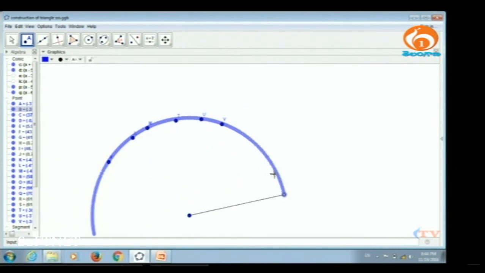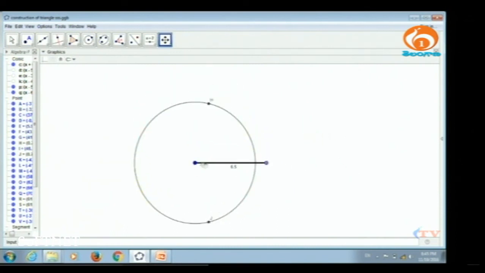Therefore, there are so many points which are equidistant from this point, but we have 2 points. From one point we have to draw 5.5 centimeters, and from another point we have to locate a point 7.5 centimeters away. For that, what we have to do, let us discuss.